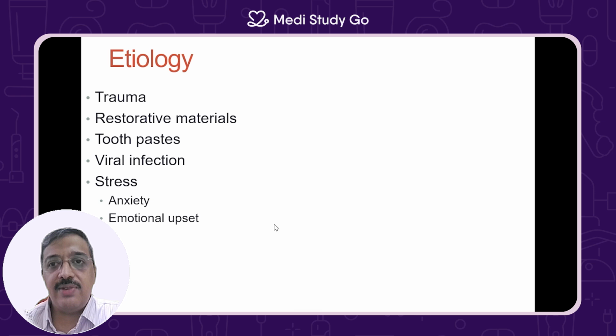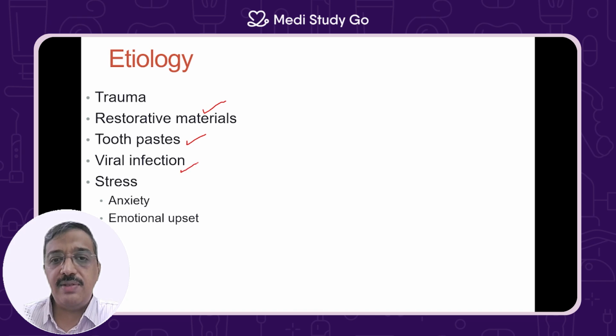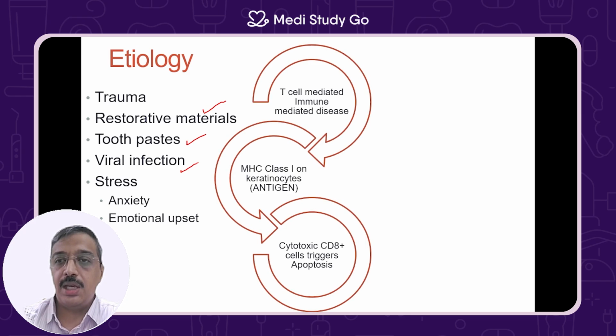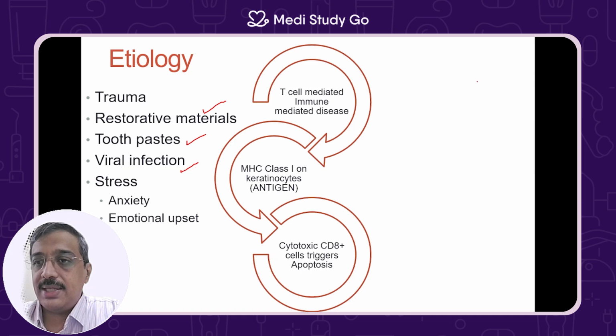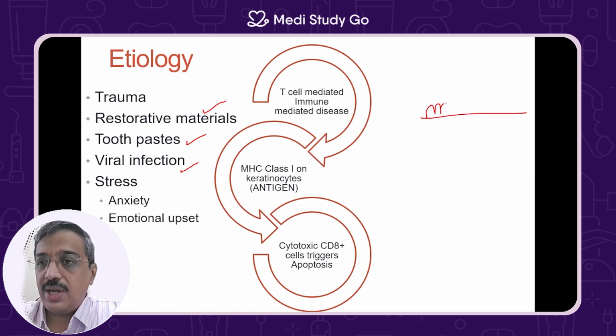The etiology is a very confusing element. So they say that it can be because of trauma or it can be because of some abnormal restorative material reaction or allergic conditions like toothpaste or a new mouthwash that has been given. It is also associated with certain viral infections, stress, anxiety, and emotional upset. Now, the whole concept of Lichen Planus is derived from a component which states that there is an unknown antigen.